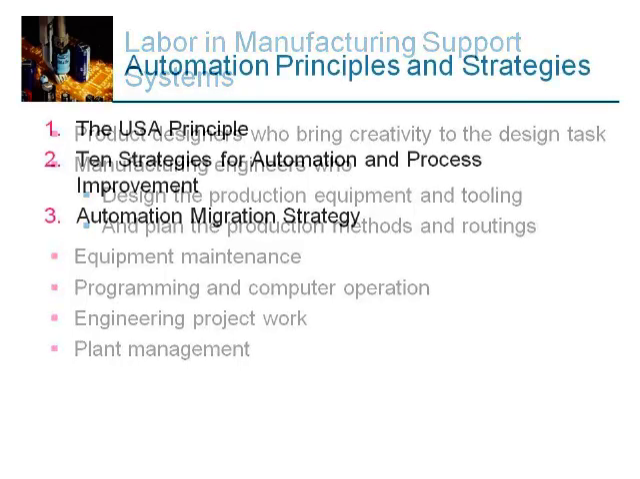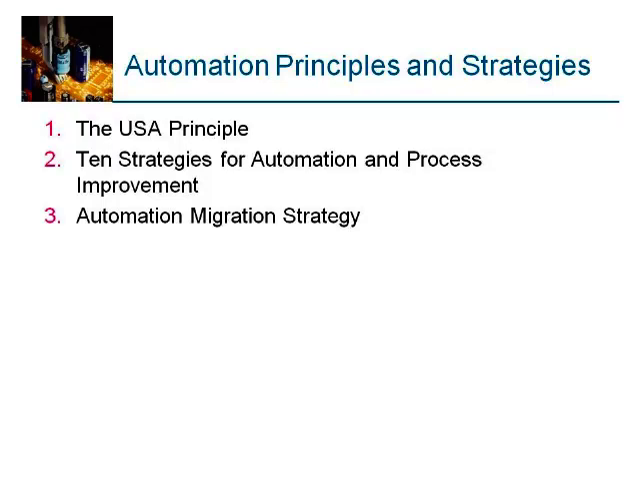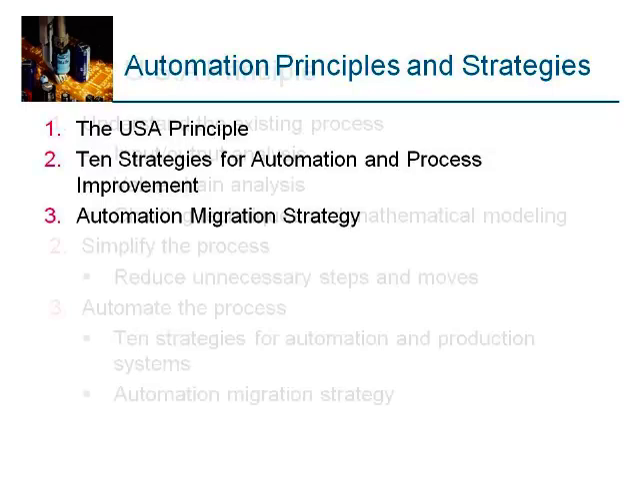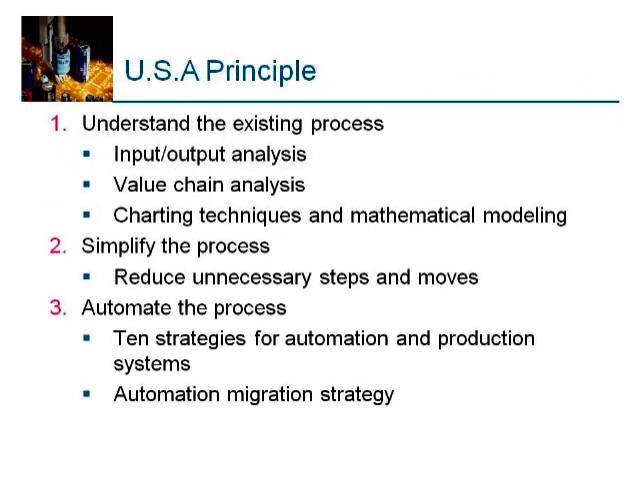There are several automation principles and strategies being adopted in manufacturing: the USA principle, 10 strategies of automation and process improvement, and the automation migration strategy. The USA principle: understand the existing process, through input-output analysis, value chain analysis, charting techniques and mathematical modeling. Simplify the process, reduce unnecessary steps and moves. Third, automate the process.